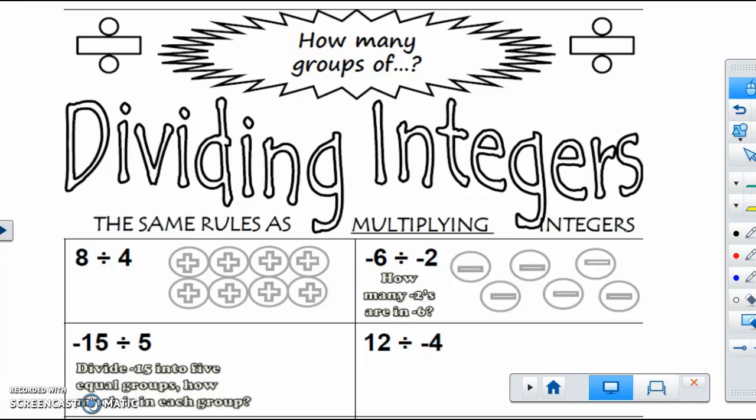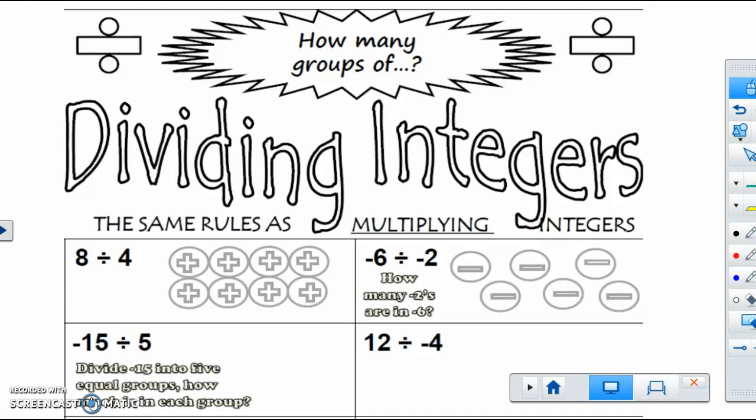Today we're going to ask ourselves over and over again, how many groups of are there in the total, and that will help us figure out the answers. The same rules as multiplying integers apply when we're dividing integers, and you'll see what I mean in a few minutes. Now let's just get started.